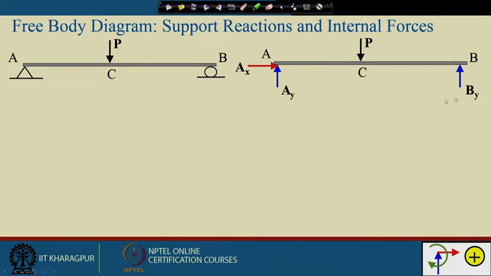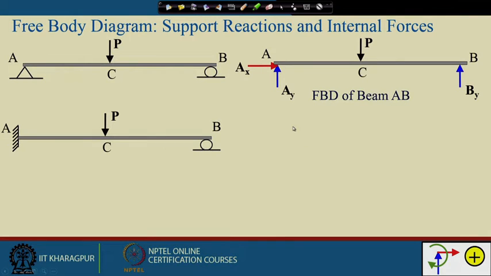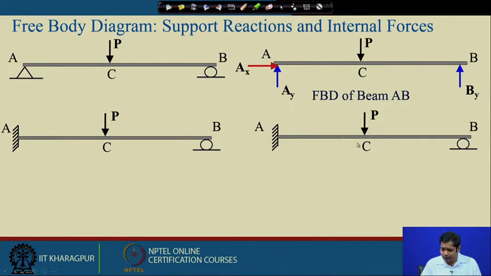So, this is the free body diagram of the entire structure. If I change the support condition, and instead of hinge we make it a fixed support, then the free body diagram for B remains the same, just one reaction here, and since it is a fixed support, there will be three reactions: two forces and one moment. This is the sign convention when I write the moment like this.